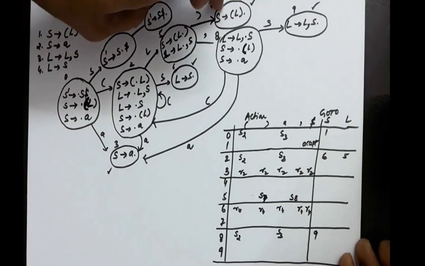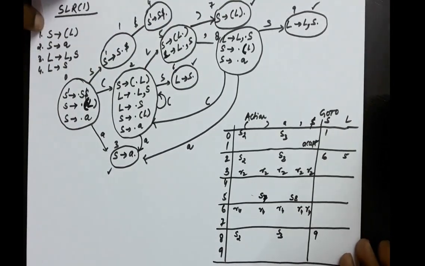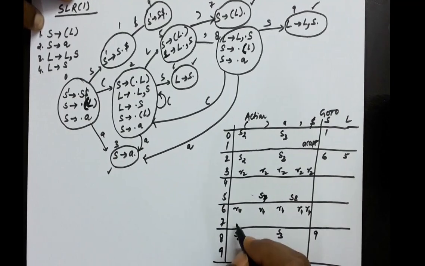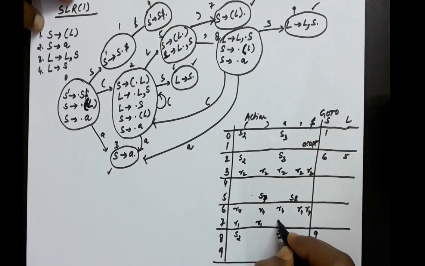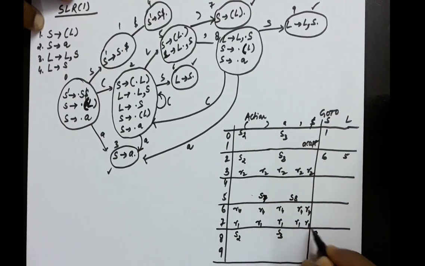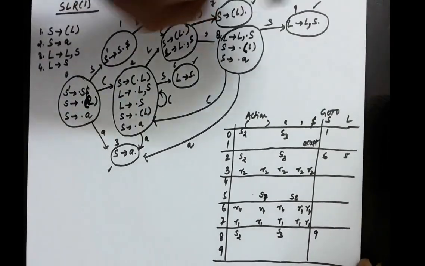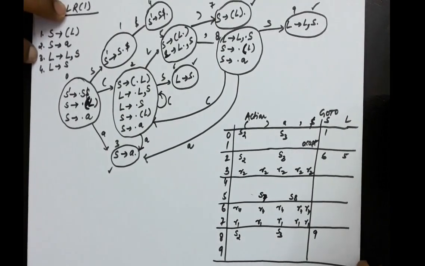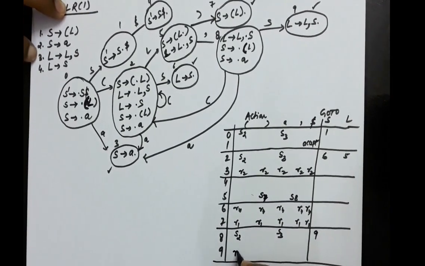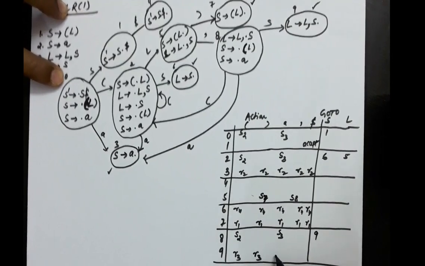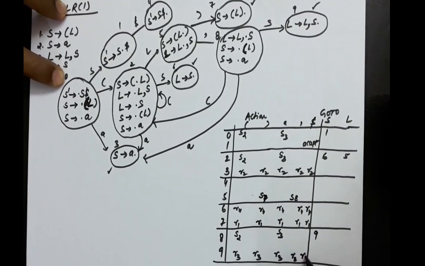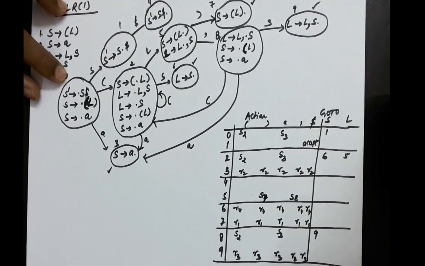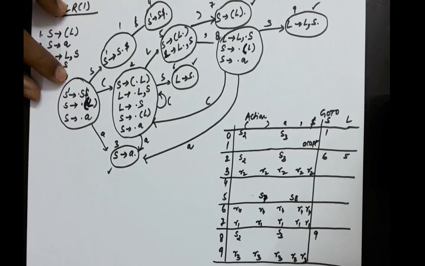And then we have it in the 7th state, S produces this one. This is R1, the first production. So in 7, you will be writing R1, R1, R1, R1, and R1. This is the 9th state, which is having the final item, production number 3. So in 9, you will be writing R3, R3, R3, R3, and R3. Okay, so in this table there is no reduce conflict or shift reduce conflict, so this grammar is LR0.